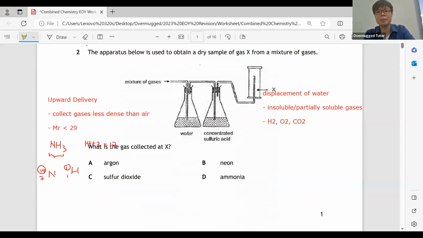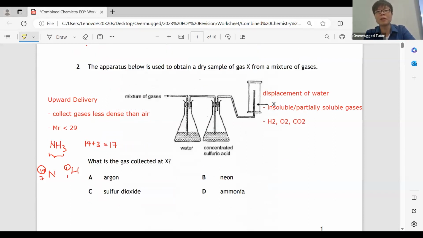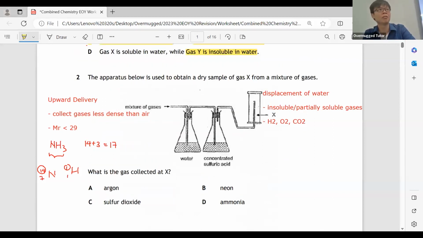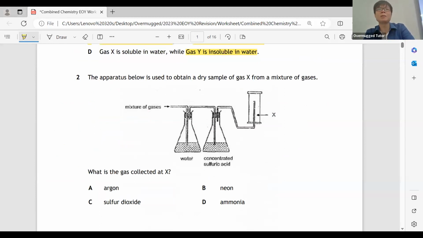Okay, then something a little bit more complicated. Now you have collection of gas and drying of gas. Drying of gas simply means removing moisture, which is like H2O, basically removing water vapor, so that you get a purer sample of the gas. That's the objective.